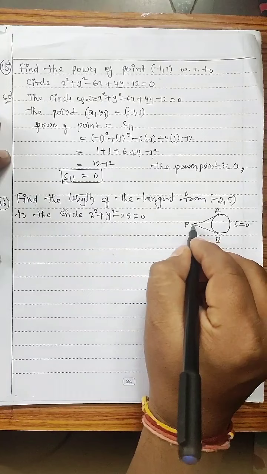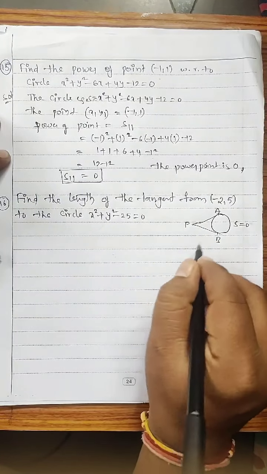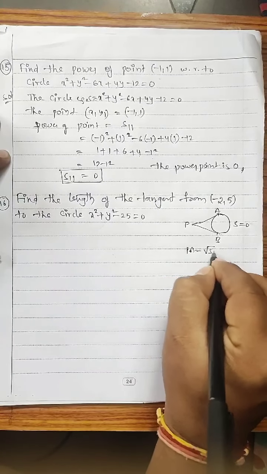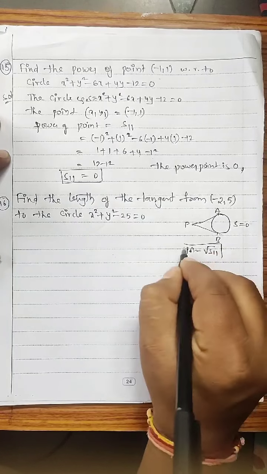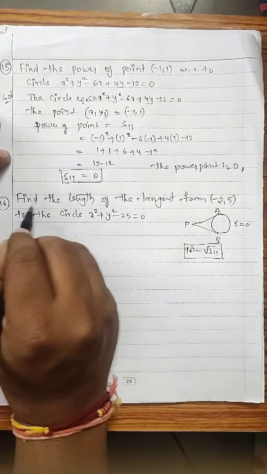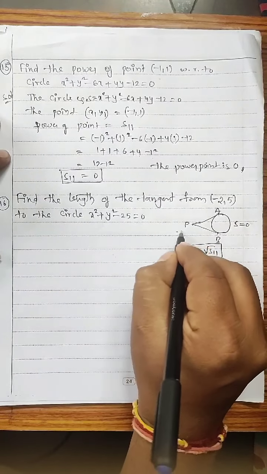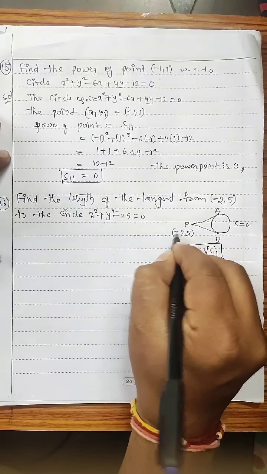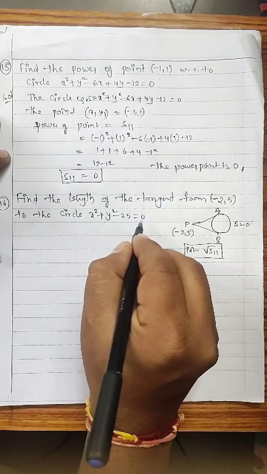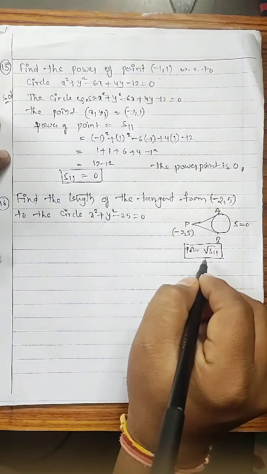These are called PA and PB, the lengths of the tangents. Here PA and PB both will be the same, and the length of the tangent PA is equal to the formula root S11. This is the length of tangent formula: root S11. So what is given here? Find the length of the tangent from P, given as (-2, 5), and the circle S given as x² + y² - 25 = 0. To find the length of tangent PA or PB is equal to root S11.